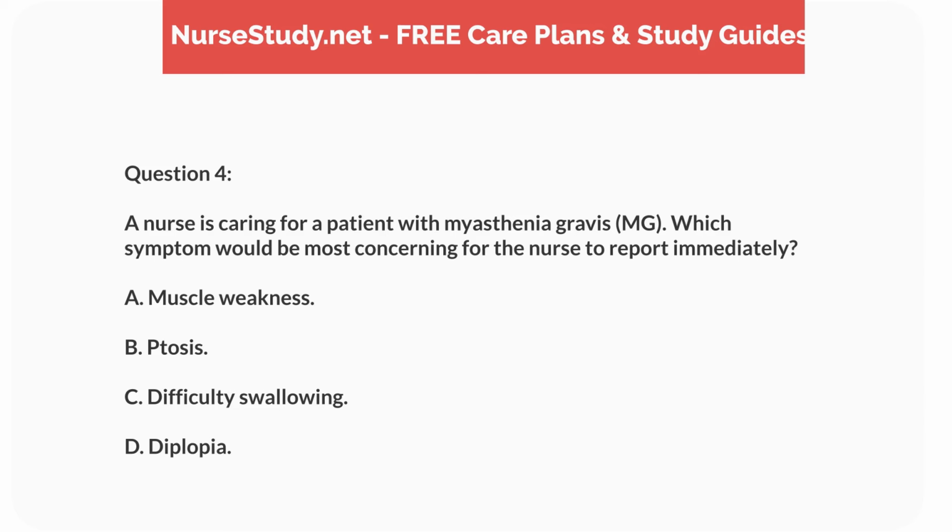Question 4. A nurse is caring for a patient with myasthenia gravis, MG. Which symptom would be most concerning for the nurse to report immediately? A. Muscle weakness. B. Ptosis. C. Difficulty swallowing. D. Diplopia.